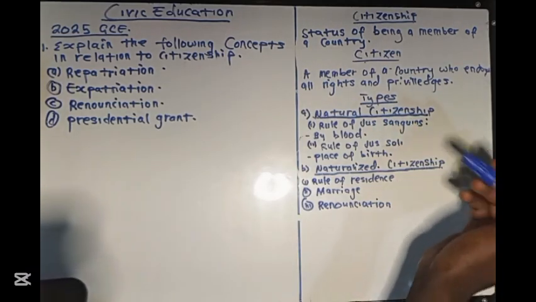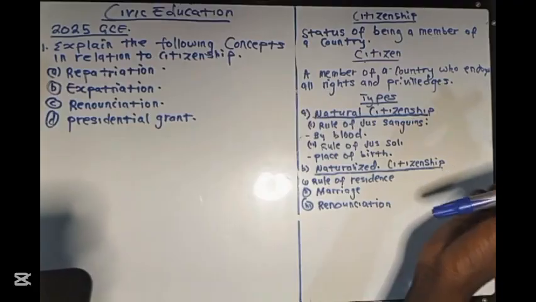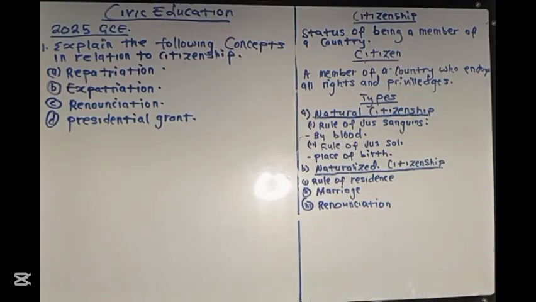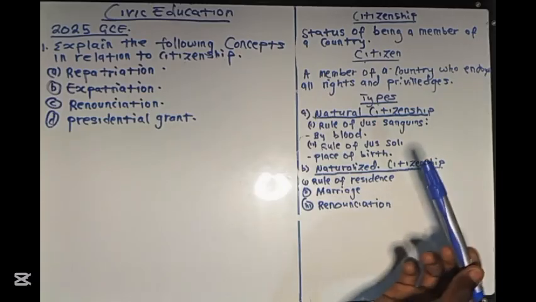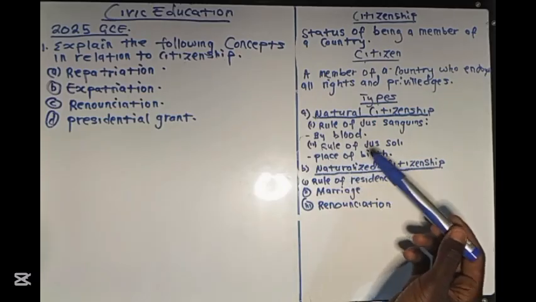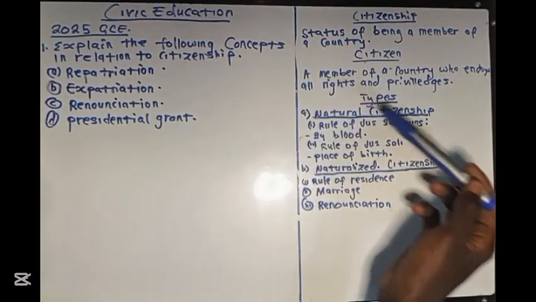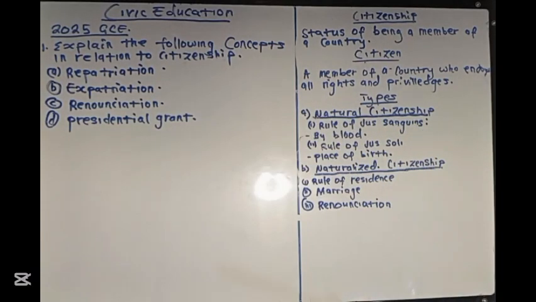Then the second rule is the rule of jus soli. The rule of jus soli states that a person is a citizen because of place of birth. So if a person is born in South Africa and jus soli is followed, that person is South African. Wherever you are born, you are a citizen of that country. So those are the two rules of natural citizenship.